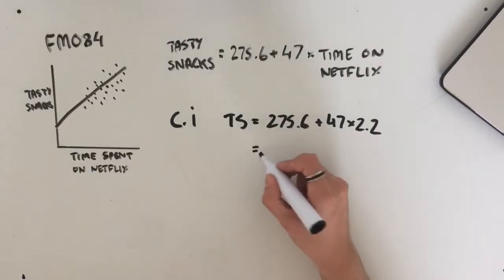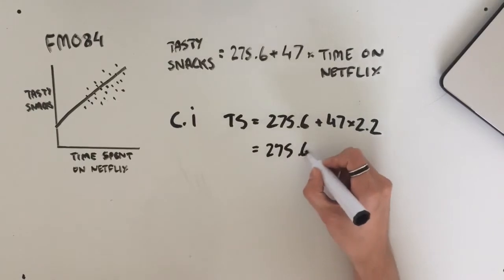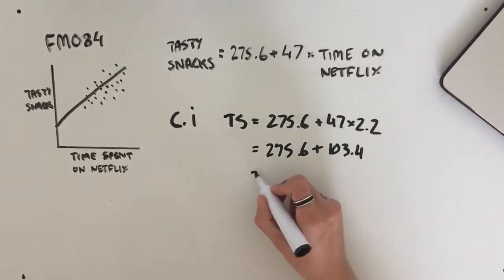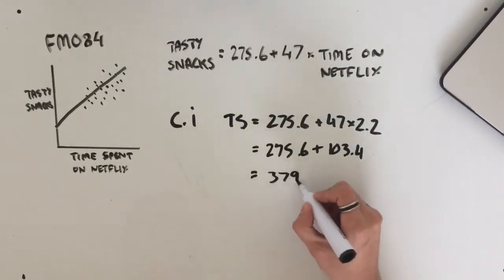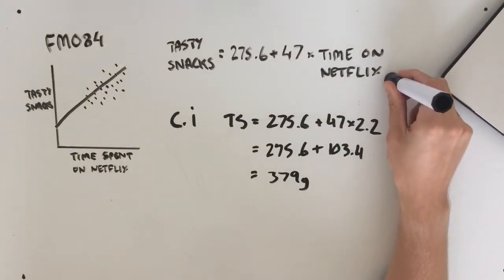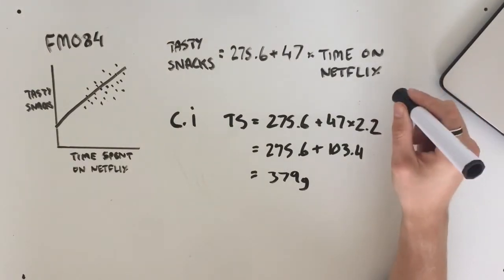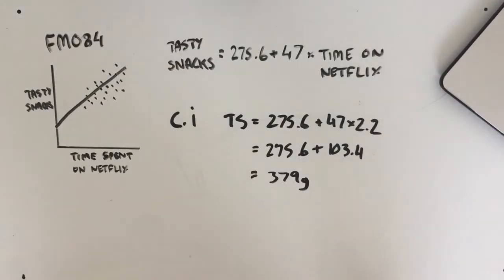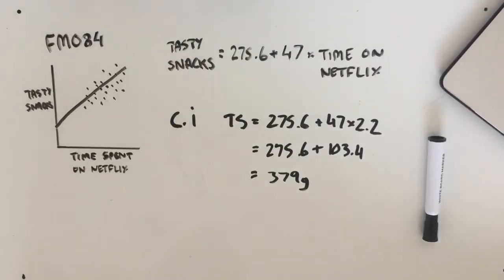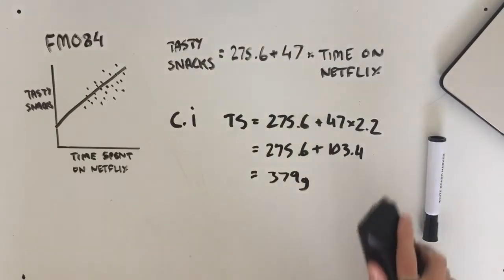That's going to end up being 275.6 plus 103.4, which is going to be equal to 379 grams. So in a town that watches on average 2.2 hours per week of Netflix, we predict that on average they're going to have 379 grams of tasty snacks. Now, the next part is interesting and comes up a lot actually in these exams. They ask for explanations around this every now and then.